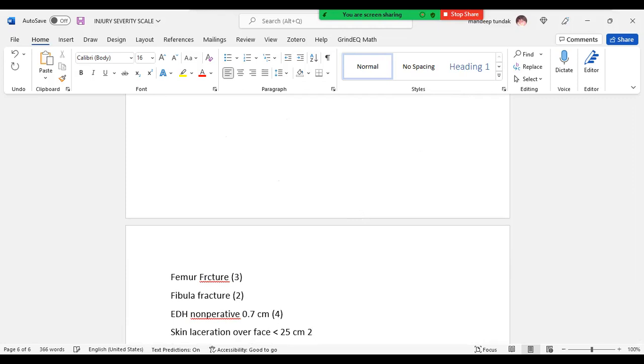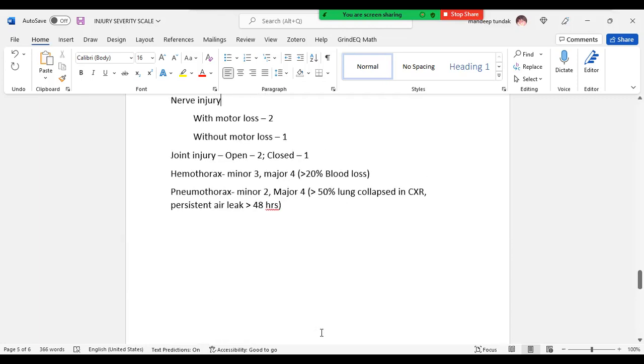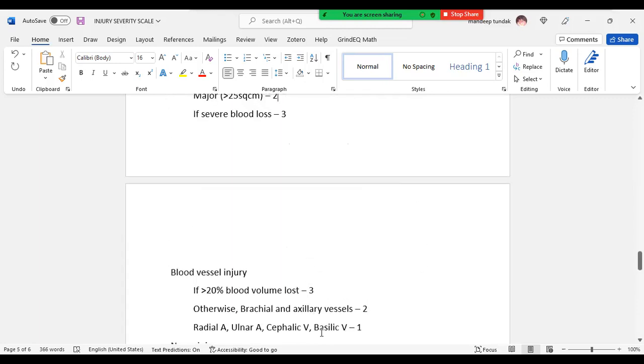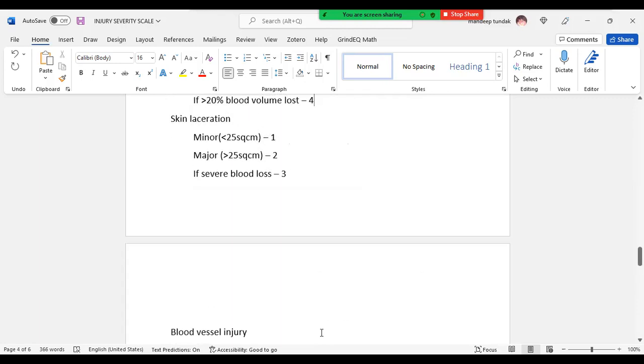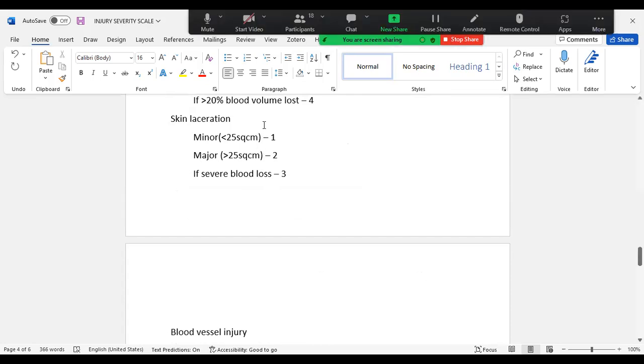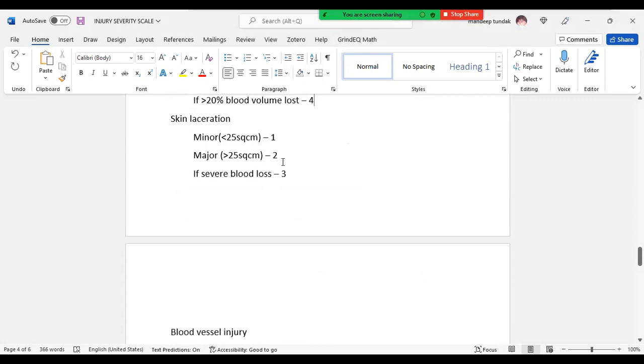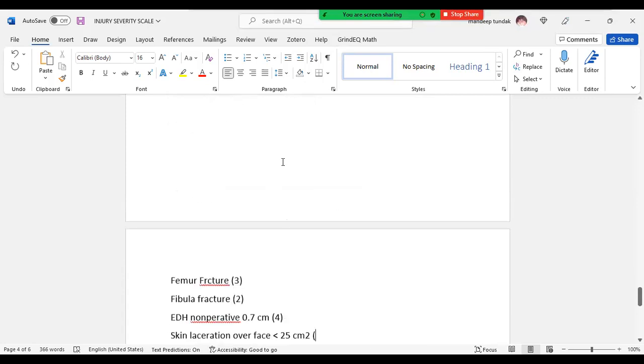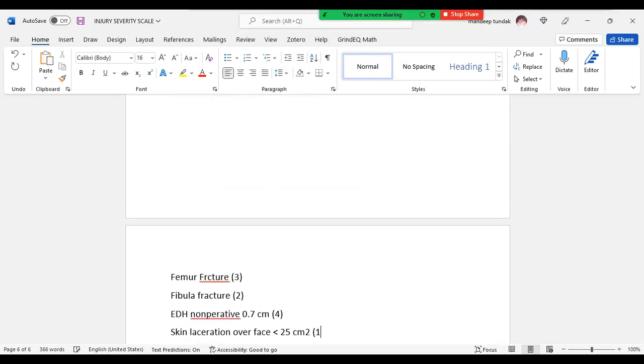And skin laceration less than 25 centimeter square, so what is the score? Anybody? Okay, I will just show you. Skin laceration less than 25 centimeter, what is the score? This is in front of you. Come on, please participate. Otherwise, 1. Okay, good. So the score is 1.